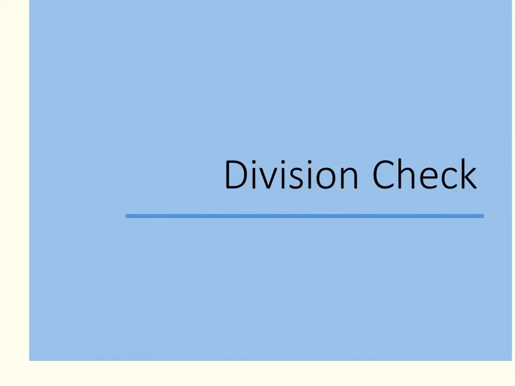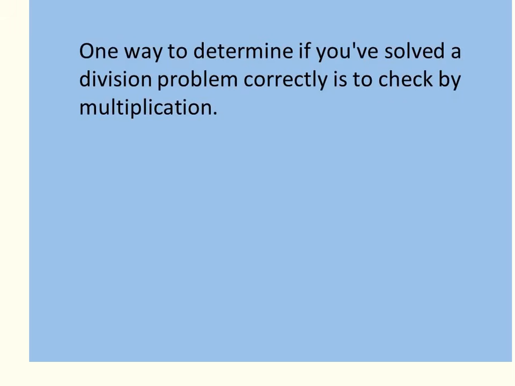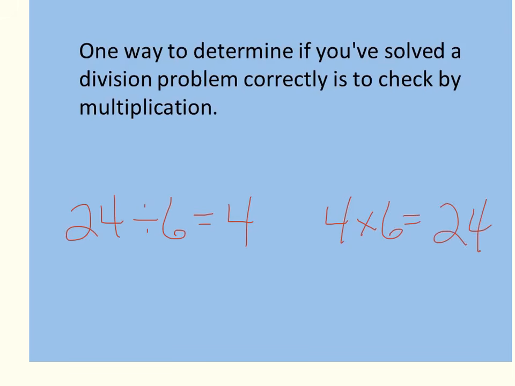In this video, you're going to learn how to use multiplication to check your long division problem. In order to be sure that you divided correctly, you can use multiplication to check your work. For example, if you have 24 divided by 6, and you think that equals 4, you can check your work by multiplying 4 times 6 to see if you indeed get 24, the number that you started with. And that's what we're going to do today with this video.